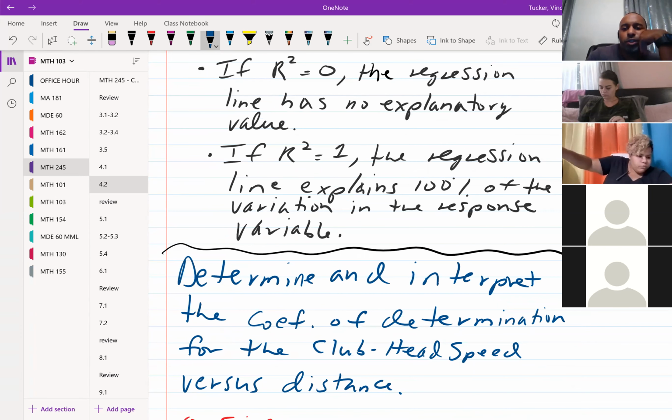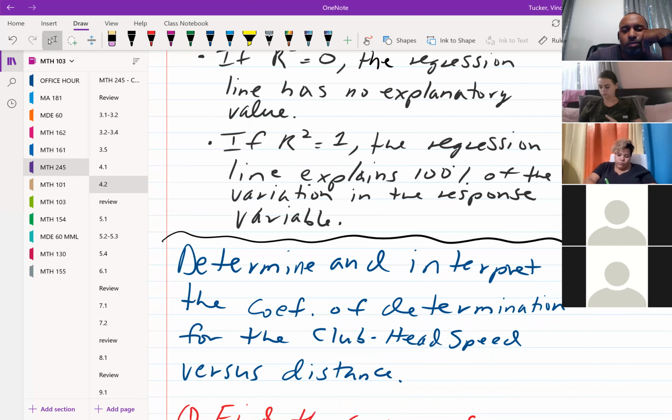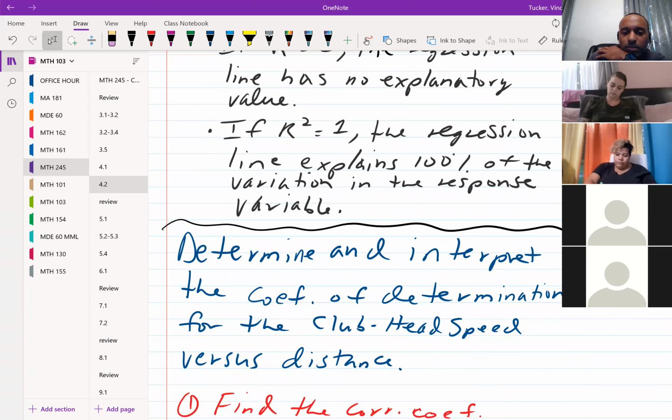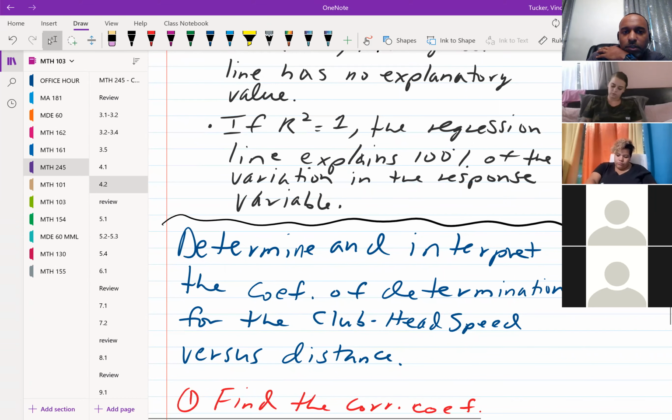All right, so we want to determine and interpret the coefficient of determination for the club head speed versus the distance. We're talking about a golfer here swinging his club and how far the ball travels. So write down with black.